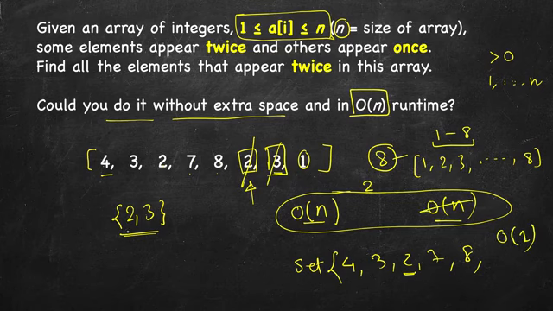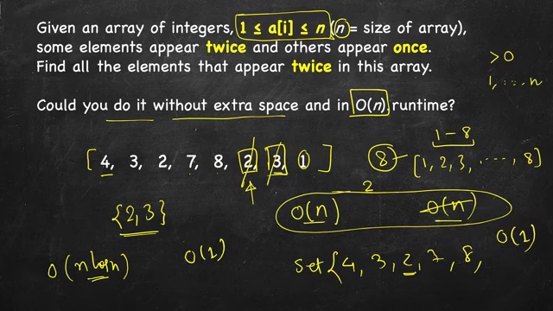In some general array, you can also sort them in O of n log n time, and then iterate through that sorted array and all the duplicates will appear together. So their space is O of 1, but time is O of n log n. So we have to do the best of both. That is a time of O of n and a space of O of 1.